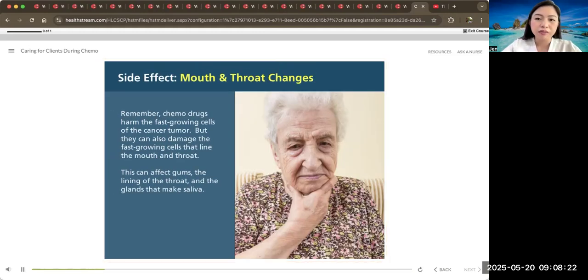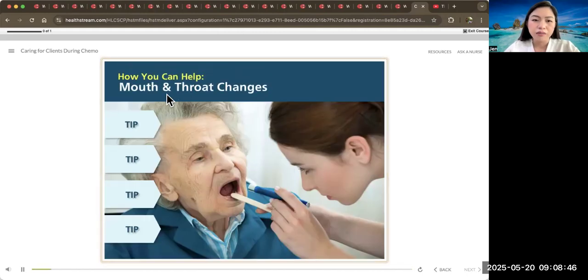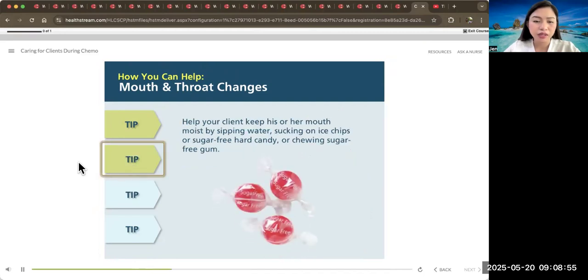Side effects: mouth and throat changes. Remember, chemo drugs harm the fast growing cells of the cancer tumor, but they can also damage the fast growing cells that line the mouth and throat. This can affect gums, the lining of the throat, and the glands that make saliva. So, how can you help? First, check your client's mouth and tongue every day for sores, white spots, or infections. Report any problems right away.